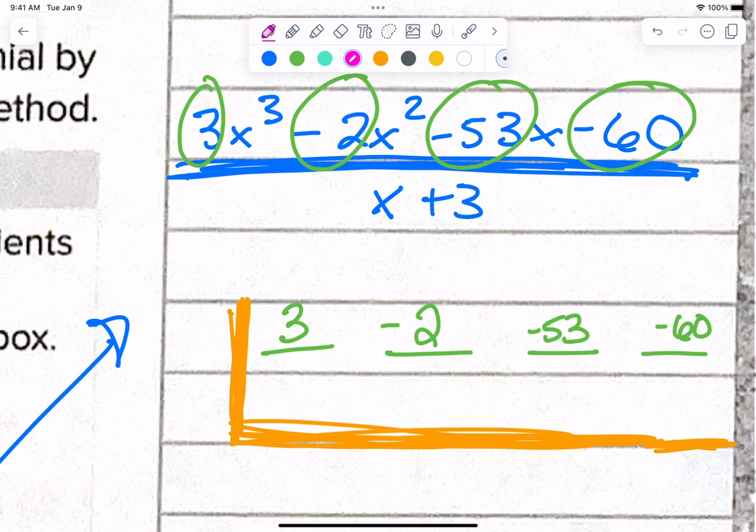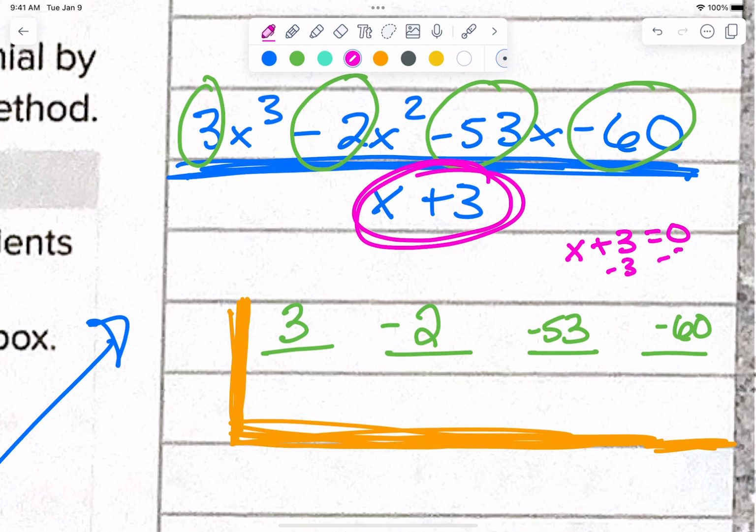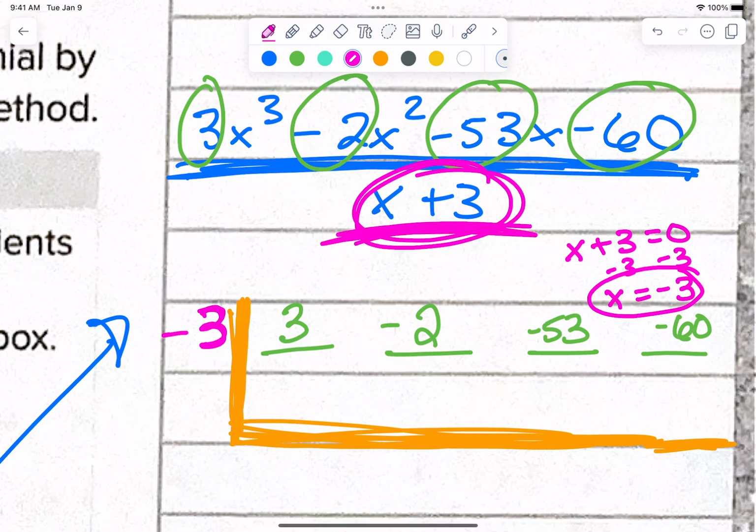I am dividing by x plus 3. Yeah? If I took x plus 3 and I set it equal to 0, and I subtract the 3 over, that means x equals negative 3. The number that goes outside of here is negative 3. Not positive 3, negative 3. Yeah? That's the very most important part. You flip the sign of this guy. All right? We'll talk about why that is here in just a second.